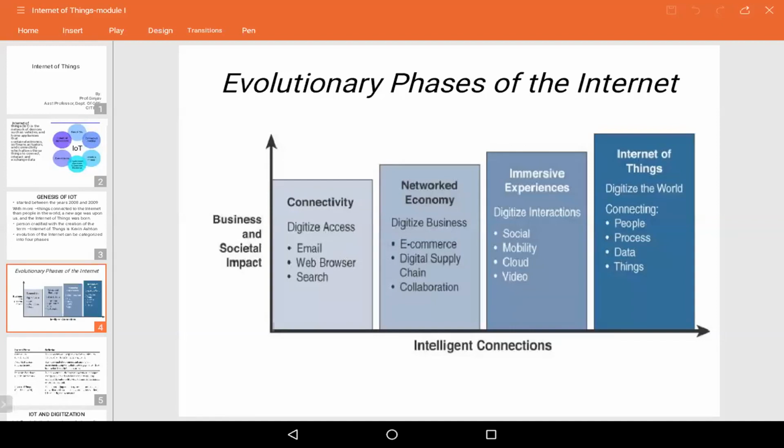Okay, second phase of internet, where it is called digitalized business or the network economy.